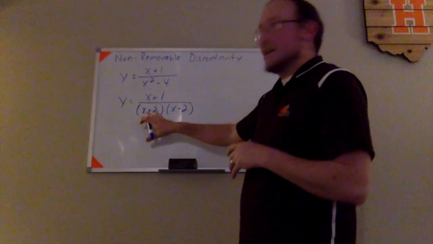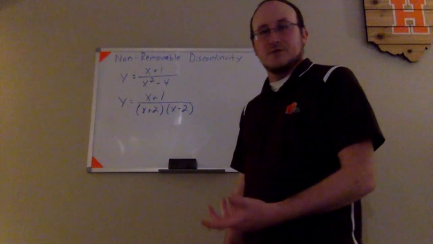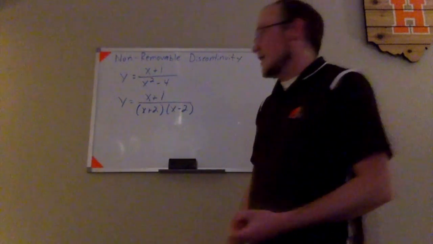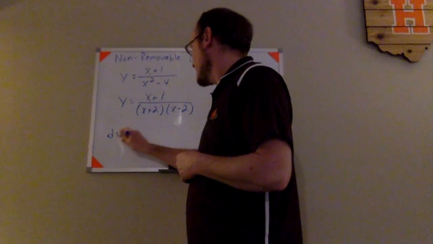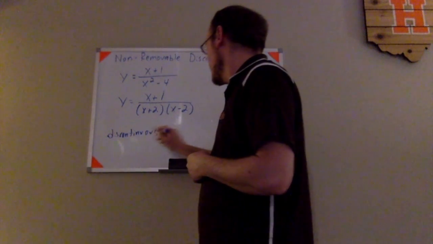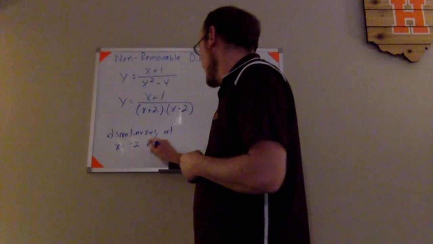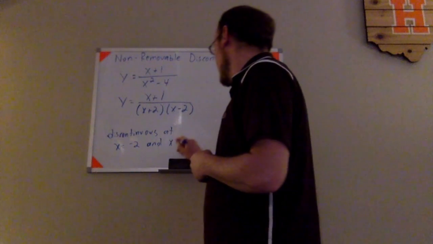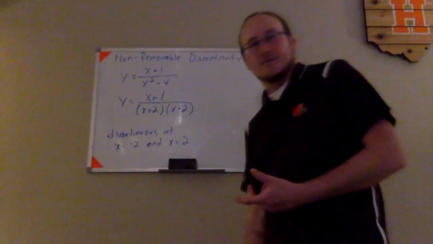I can look at this and see what values would make the denominator equal to 0, where the function would be undefined. Those are my points of discontinuity. So this would be discontinuous at x equals -2 and at x equals +2. Those are the two values that would make the denominator equal to 0.